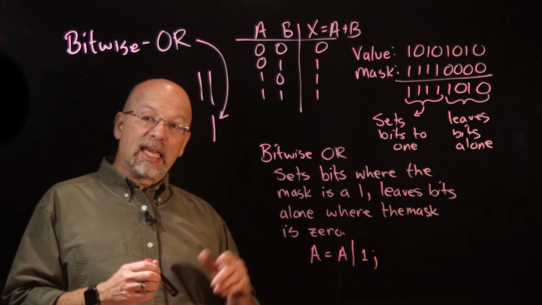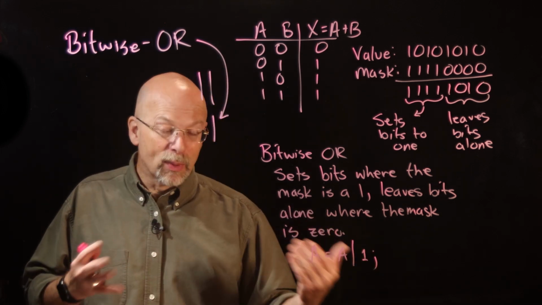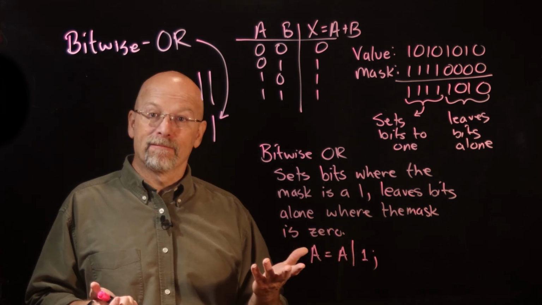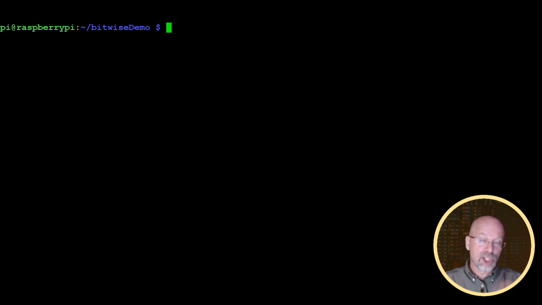That is all it would take in order to make it so that we have forced A to be an odd number. All right? In our previous lesson, we showed how we can use the bitwise AND in order to clear bits. Now we're going to show how to set them.